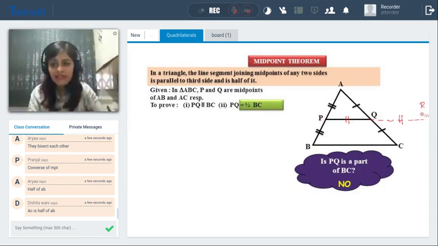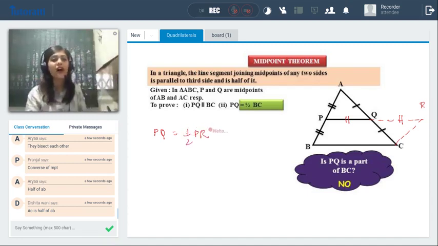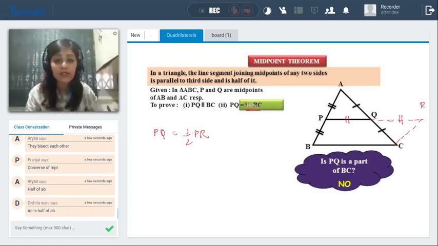Now let's join the rest of the figure. So I'm going to join RC. Now students, from our construction, I already know that PQ is half of PR. Yes, students, we already know PQ is half of PR, but I want PQ to be half of BC.